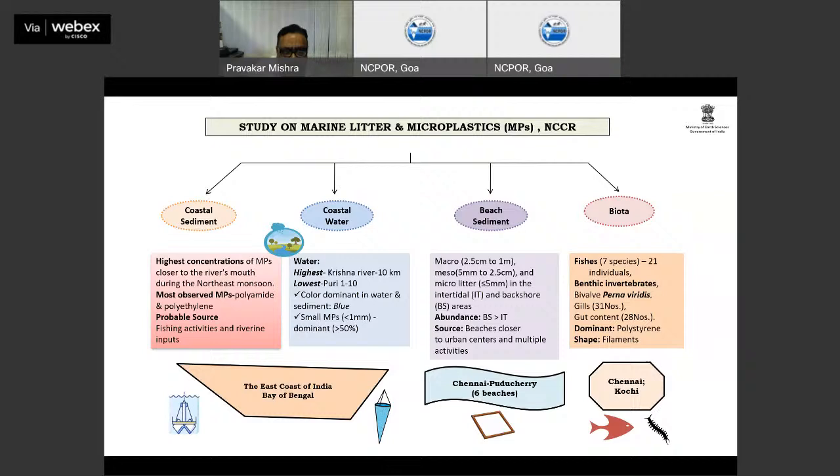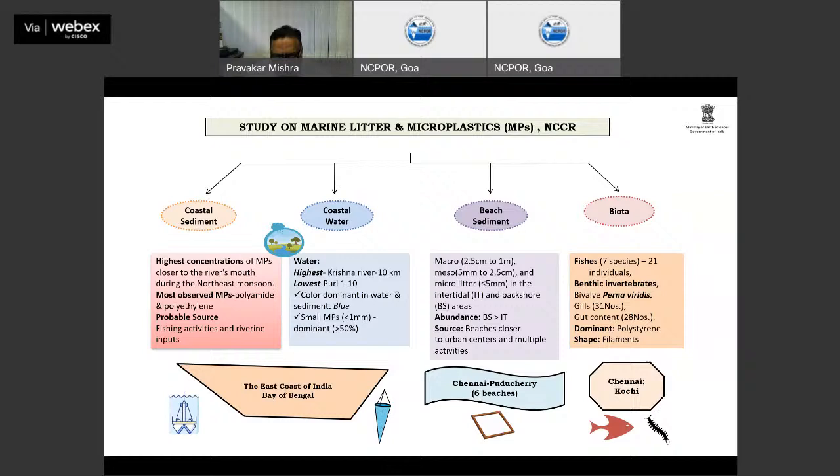And this is what we have done so far. No doubt we have already done a number of cruises during this pandemic. There were a lot of restrictions, but we have done almost 10 cruises all along the east coast of India. These are some of the data from the coastal shelf waters, shelf sediments, some of the beach sediments, and some of the biota that we have collected.